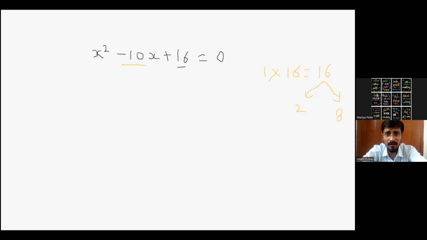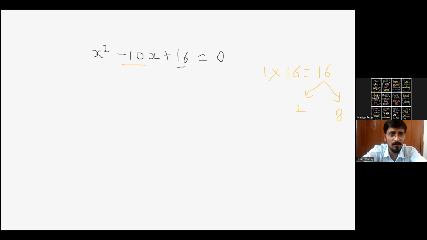And when I do subtraction or addition of these two numbers, I should get minus 10. What should I get? Minus 10. So I have to divide that 16 in such a way that when I multiply those two numbers, I get 16, and when I do either subtraction or addition, I get minus 10, which is the coefficient of x. So how can I do that?